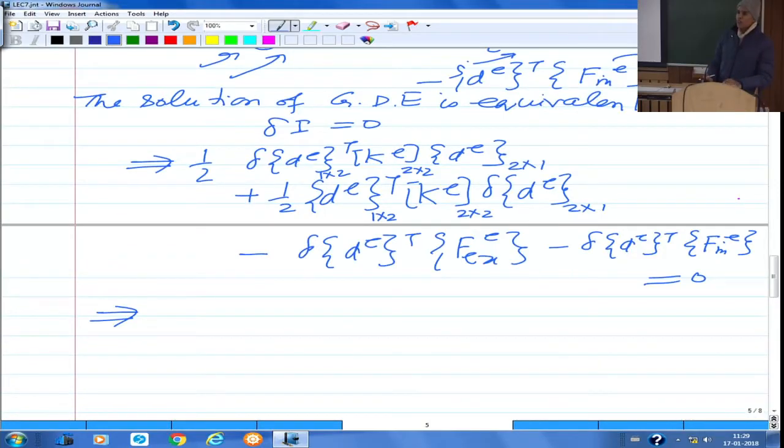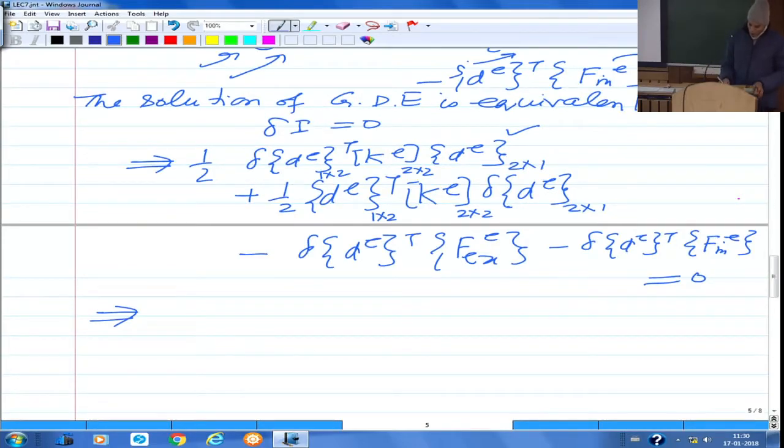That means one can be written as the transpose of the other, because overall it is a scalar quantity, and a scalar quantity can always be written as its transpose. So I can write the second term as the transpose of the first term, and when you write this quantity, it is equivalent to this. So this can be essentially the same as what you have here, the first term.